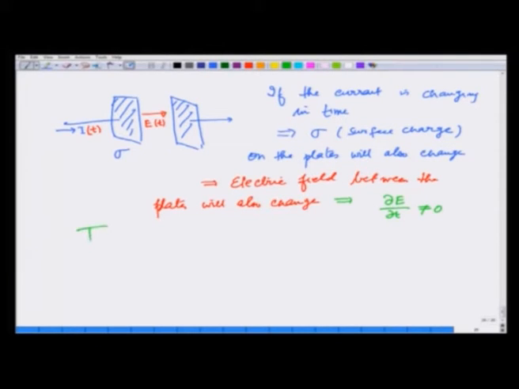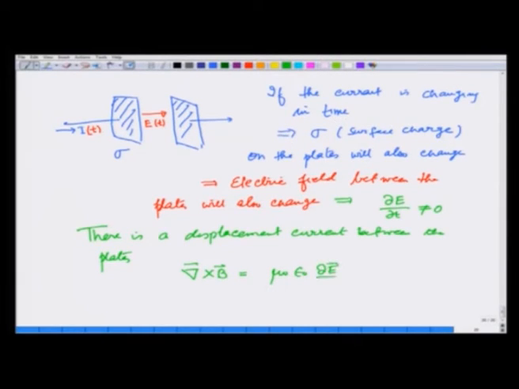There is a displacement current between the plates, and that should have some effect, because now I know, although there is no physical current, curl of B is equal to mu 0 epsilon 0 dE/dt, and curl of B between the plates is not going to be 0. If curl of B is not 0, that means there will be some magnetic field even between the plates, although normally you would not expect it. Let us calculate these quantities.